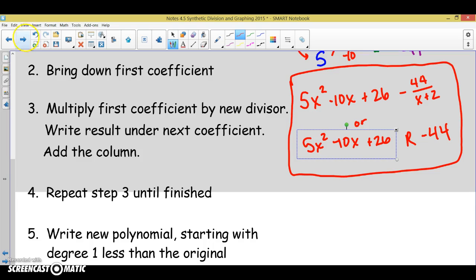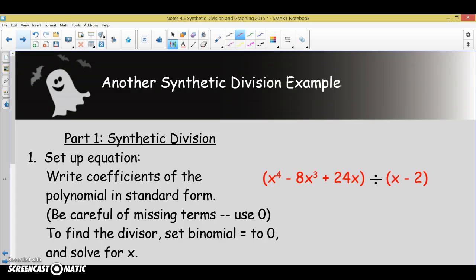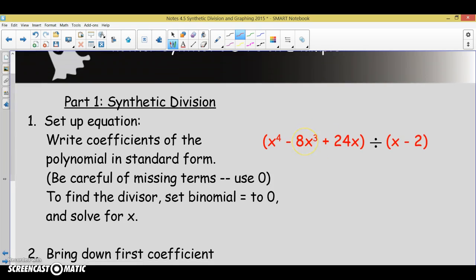So let's take a look at one more example. I have the steps still written here. Again, notice I have some x's missing. So I'm going to rewrite it, filling in those missing terms. You don't have to. I have x to the 4th minus 8x cubed. I'm missing the square term, so I'm going to put 0x squared plus 24x. And what we might forget to do is add a 0 at the end for the constant that was missing.